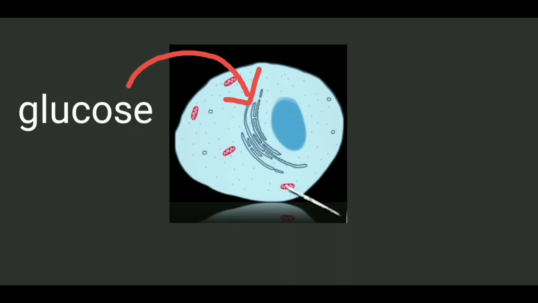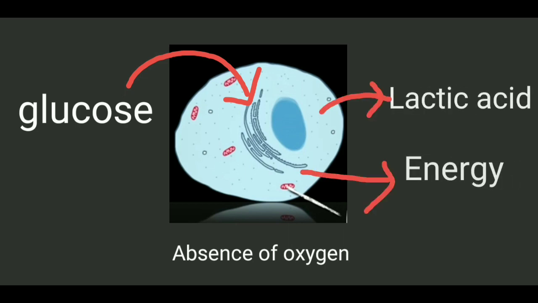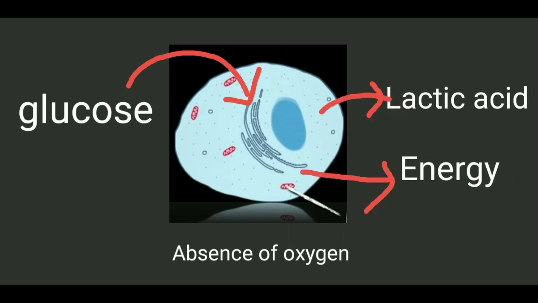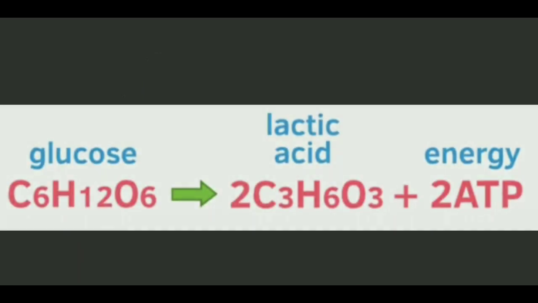So at that time, the muscle cells do not wait for the oxygen to reach there. Oxygen is taking its own time to reach, but the body needs more energy. So in that case, in the muscle cell, the glucose is broken down in the absence of oxygen. And this process produces lactic acid and energy. Okay, so please note the chemical formulas, children of class 9 and 10.